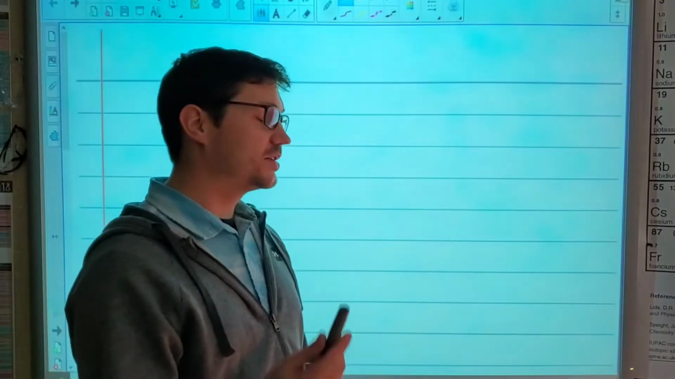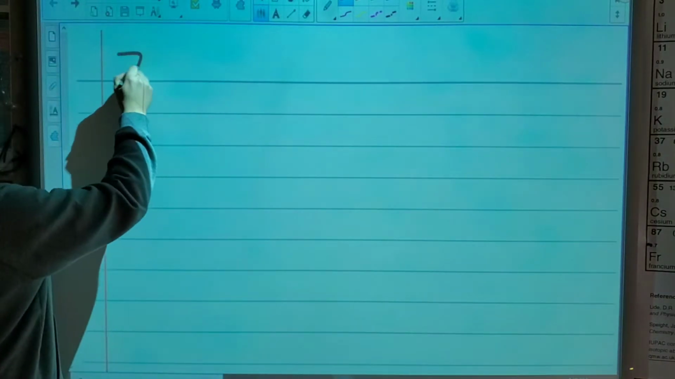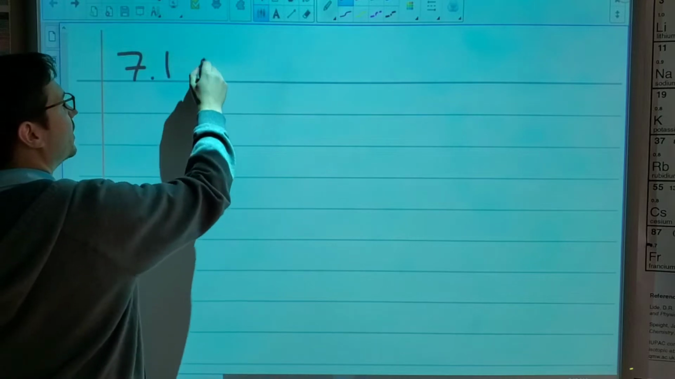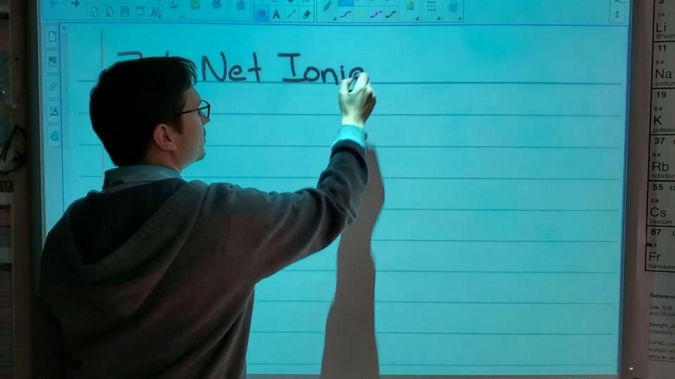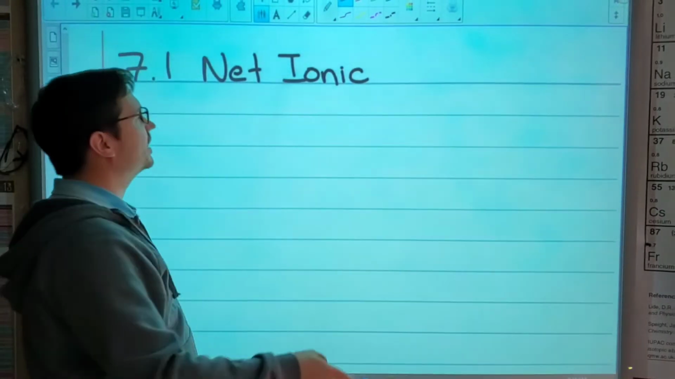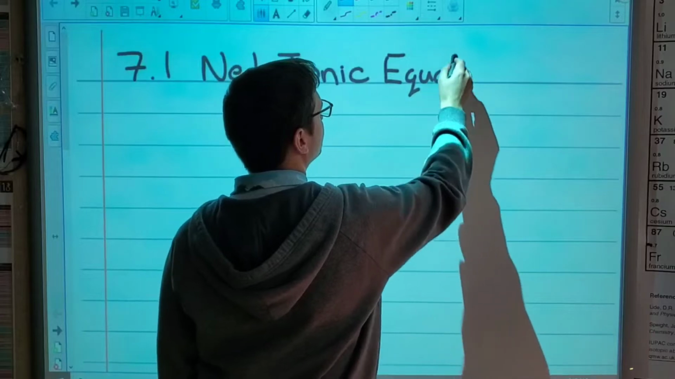Okay, Chem 20s, so today we're going to talk about net ionic equations. This is 7.1 in your notes, net ionic equations. Please get out a sheet of lined paper or whatever you're doing to take notes on. Net ionic equations.